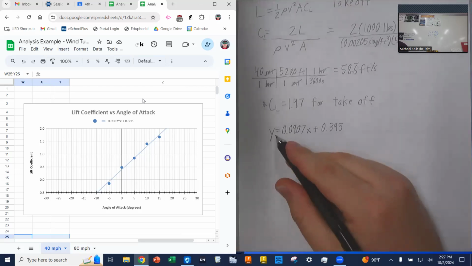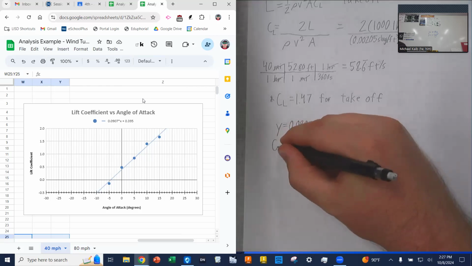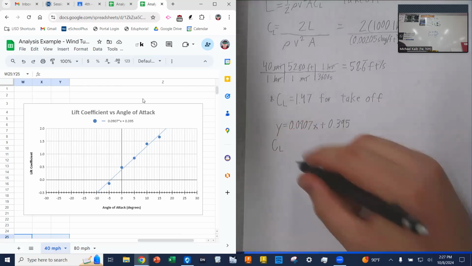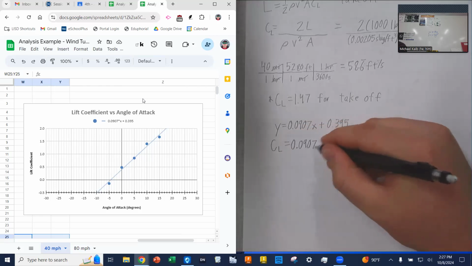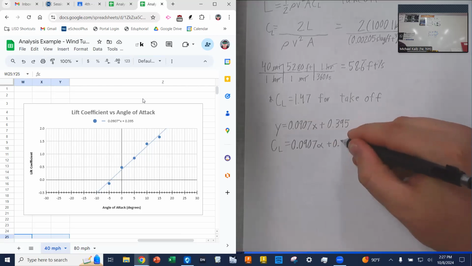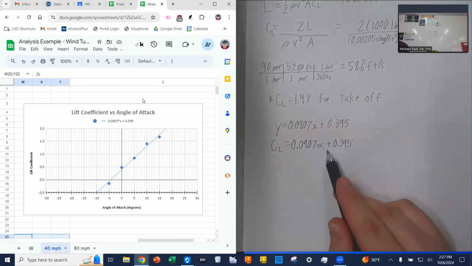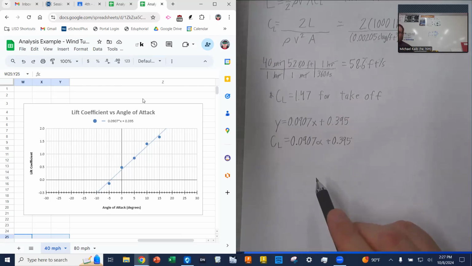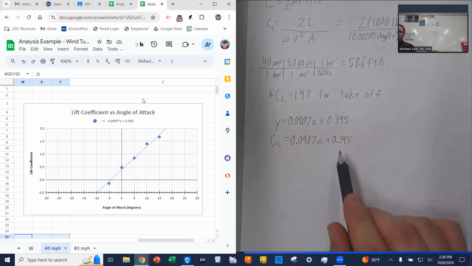But our y-axis here is the lift coefficient CL, and our x-axis is the angle of attack. So that's equal to 0.0907 times alpha plus 0.395. Interesting thing: this intercept is telling us that even at 0 degrees angle of attack, with the wing completely level, because of the camber, there's already a lift coefficient of 0.395. That's what that intercept is.